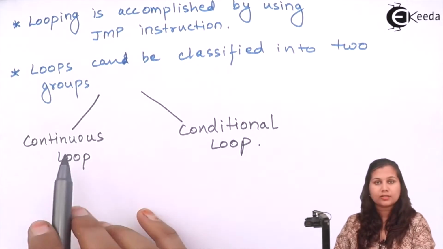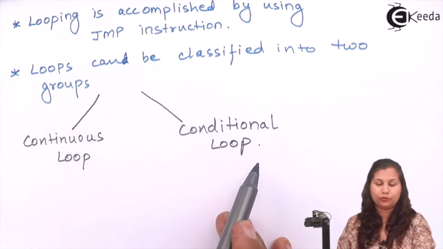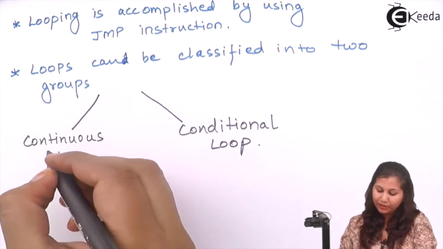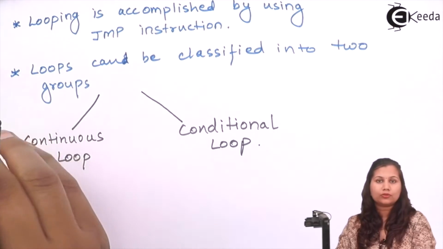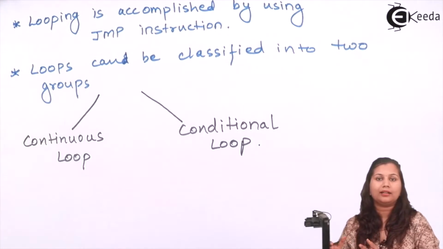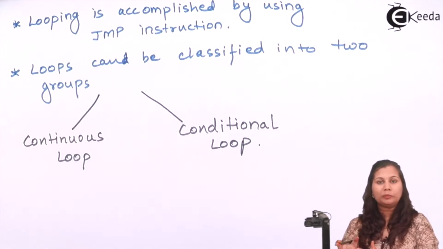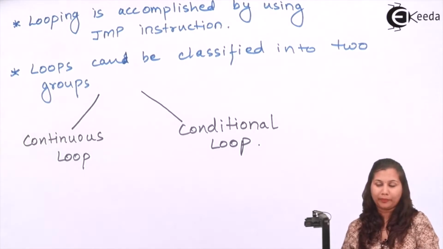One is continuous loop and second is conditional loop. So there are two types of loops in 8085. Continuous loops are those loops which repeat the task continuously. That is, whenever this loop is set up, it is going to continuously repeat itself. It's not going to stop.